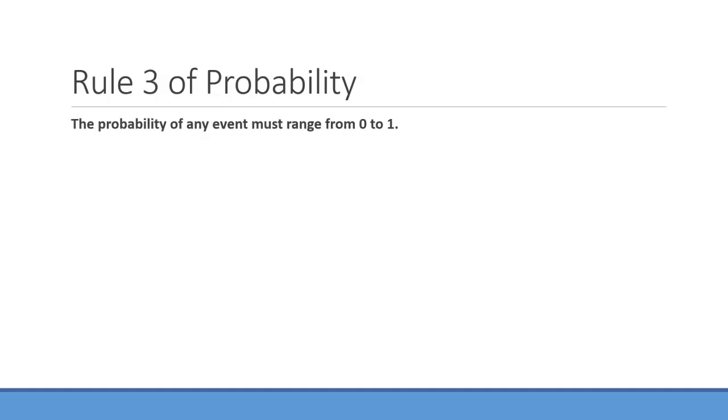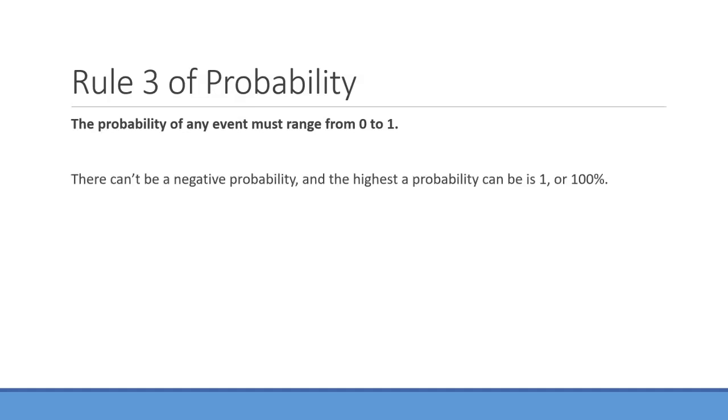Rule number 3, the probability of any event must range from 0 to 1. Now, this is going to be a very important rule that we're going to use as we continue on in this class. There cannot be a negative probability, and the highest a probability can be is 1 or 100%.